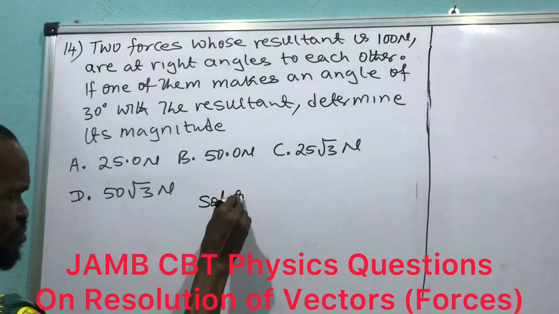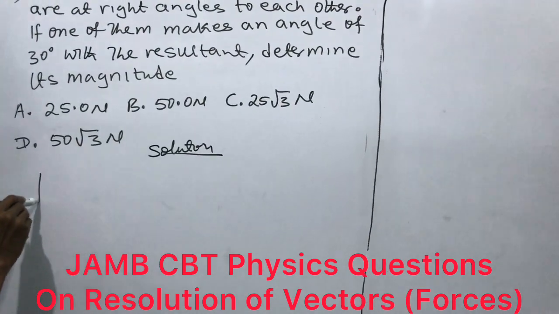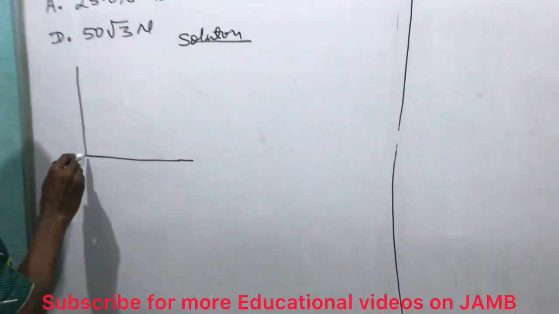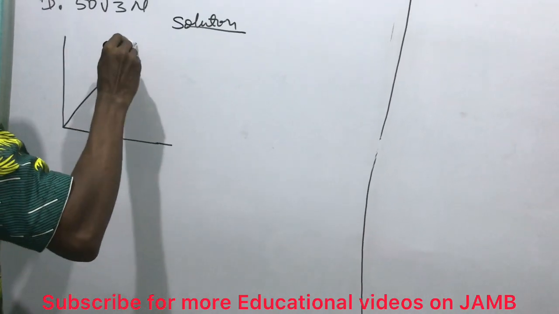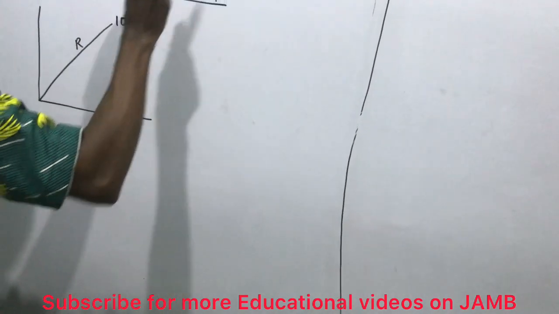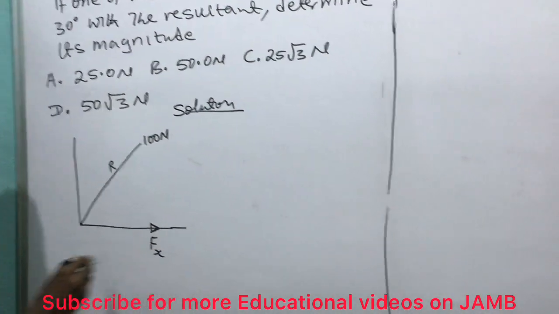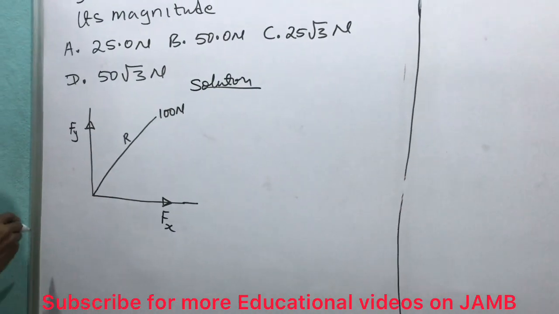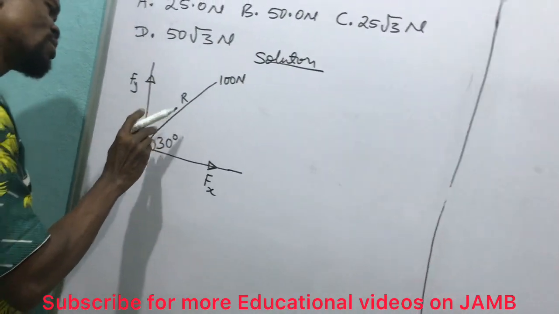This is our solution, with the options given to us. If I take the forces to be this and this, these are the two forces. And this is the resultant force, I call it R, and it's 100 Newton. That's what they say: resultant force 100 Newton. I call this force Fx, which is the horizontal force, and this one Fy, which is the vertical force. And I'm taking this one to be the one that makes an angle of 30 degrees with the resultant.